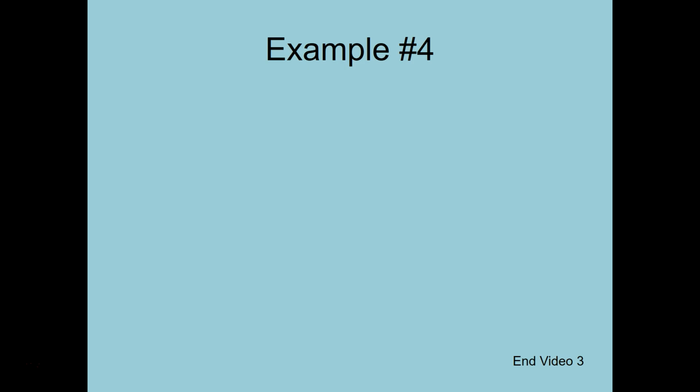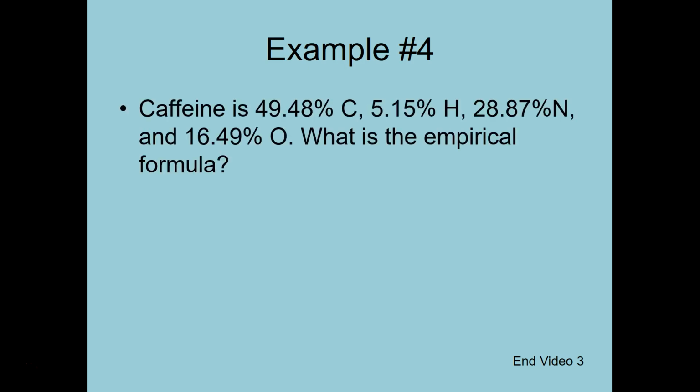One more example to try on your own to see how you're doing. You were told that caffeine is 49.48% carbon, 5.15% hydrogen, 28.87% nitrogen, and 16.49% oxygen. You are asked to find the empirical formula. Pause this video, come back when you're done.